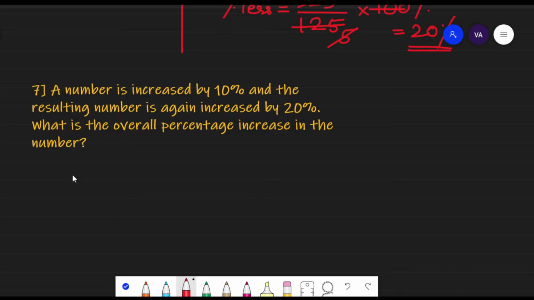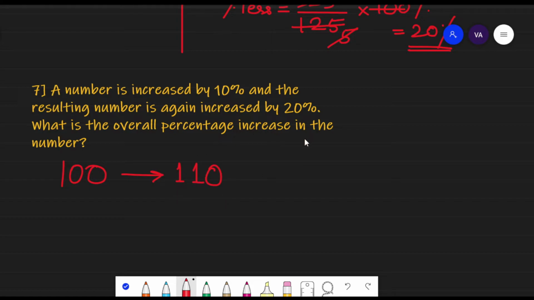So let's see again. Since the number is not given, we will assume that it is 100. So originally the number was 100. It is increased by 10%, that is 10 per 100. That means now the number has become 110 because we have assumed that it is 100. So now the resulting number is 110.